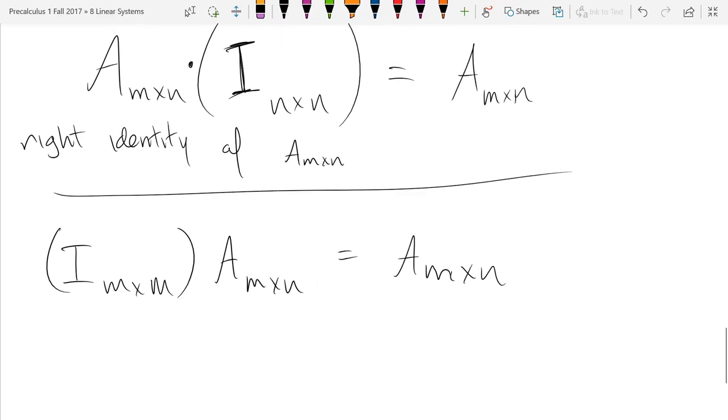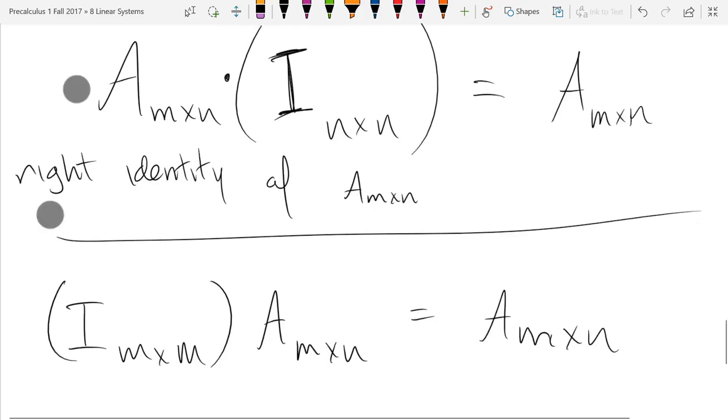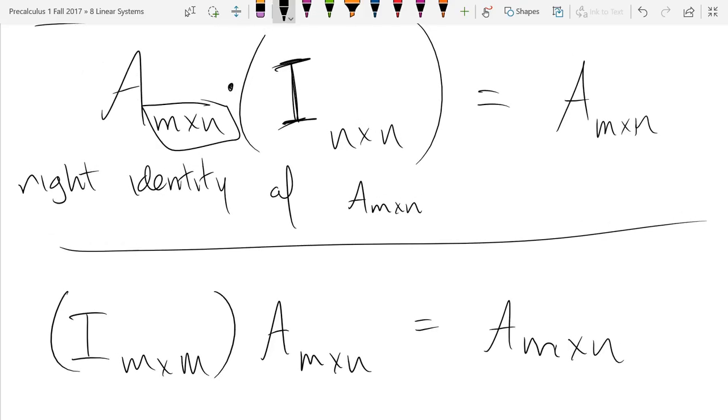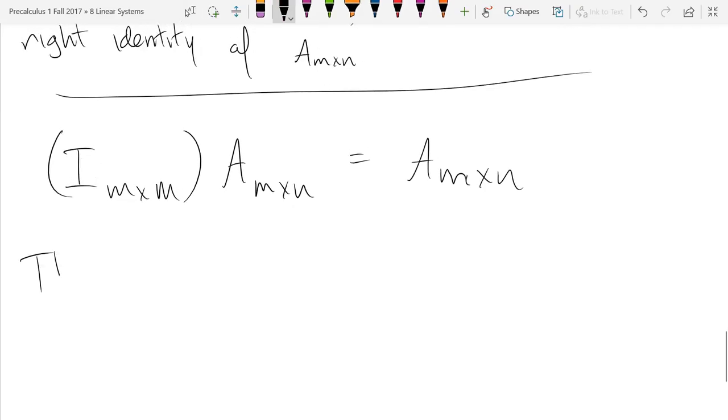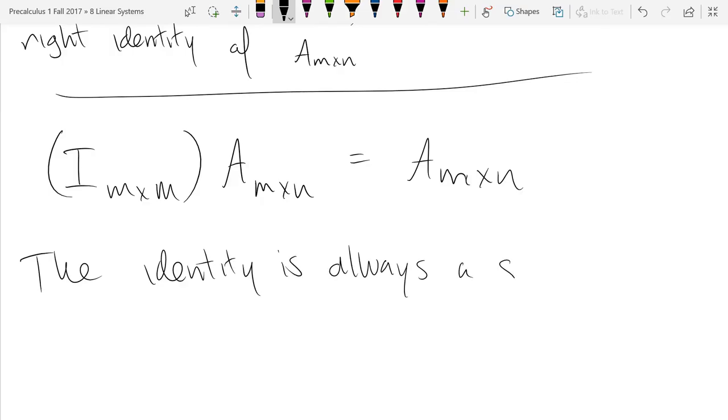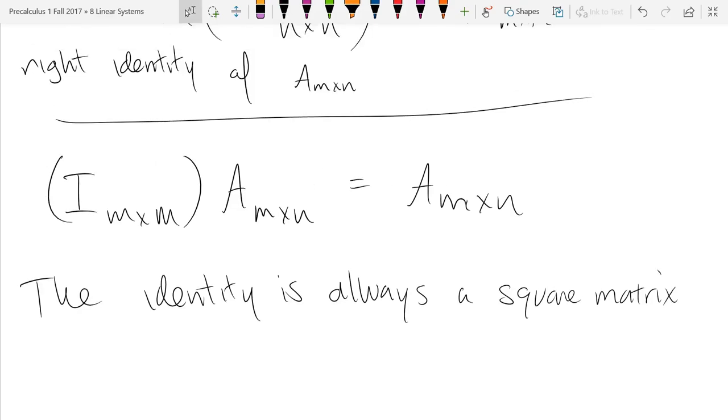So it's a little bit strange. The left identity may have different dimensions than the right identity. The only time the left and the right identity will have the same dimensions is if you started out with a square matrix, so if M and N were the same number. That's the only time the identity would work on both sides. All right, so what is the identity? The identity is always a square matrix. The dimension is dictated by what you're multiplying it by.